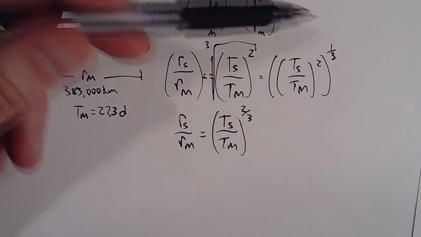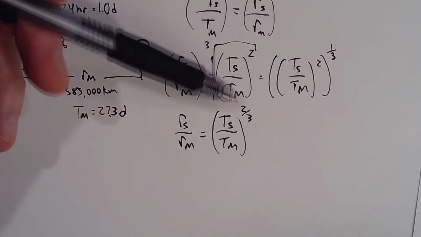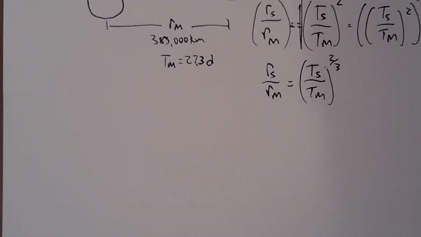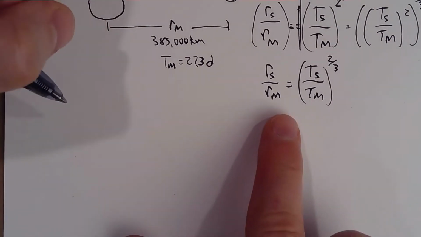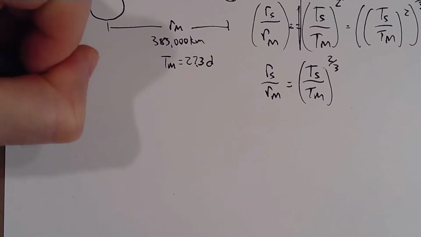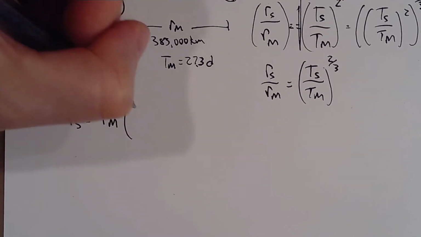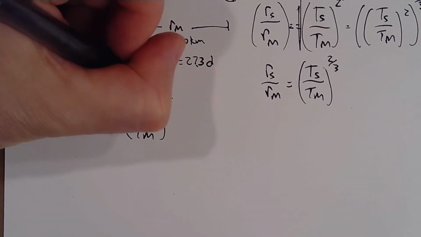Taking the cube root is the same as taking it to the 1/3 power. And then squared and 1/3 power combined together to 2/3. And then from there, it's just a sort of a hop, skip, and a jump to actually get our numbers to work out. So I'm just going to get RM and isolate it. So our orbital radius of the satellite is equal to RM times the quantity TS over TM to the 2/3 power.